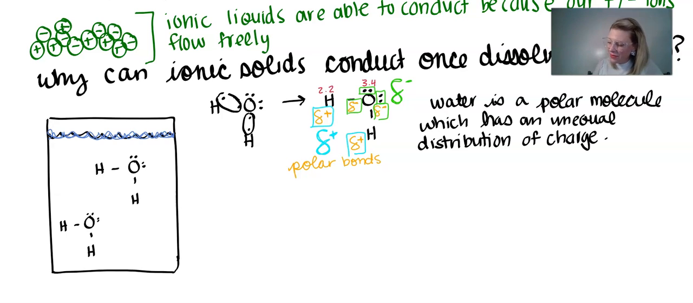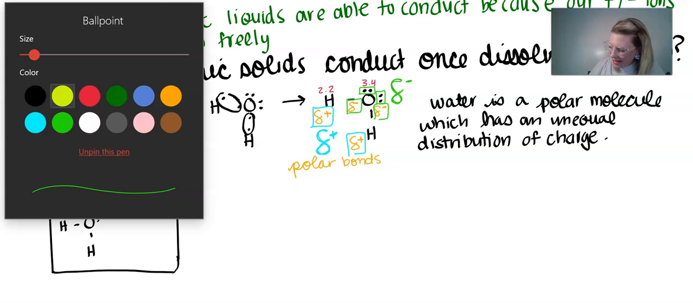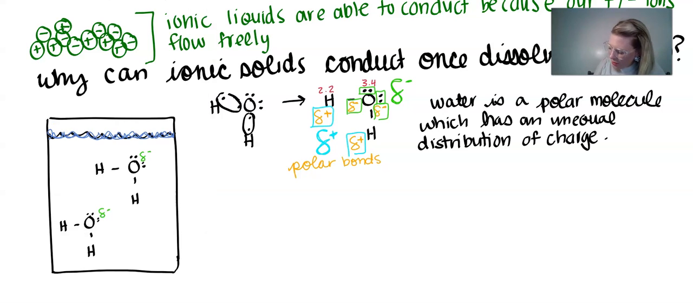Just to keep things easy and consistent, I'm going to go ahead and label those: the partial negatives on the O's and the partial positives on the H's, just so we can keep track of where those charges are. So we have these partial positives down here and over here.